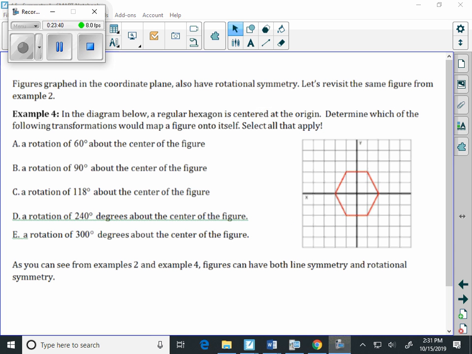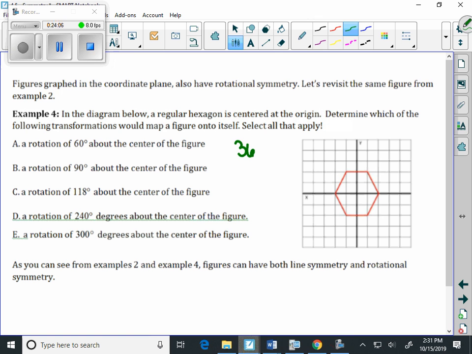Figures graphed in the coordinate plane also have rotational symmetry. Let's revisit the same figure from example 2. And this one's going to be a select all that apply question as well. In the diagram below, a regular hexagon is centered at the origin. Determine which of the following transformations would map a figure onto itself. Well, it's regular. That means that its order is 6 because there's 6 sides to a hexagon. So if we take 360 divided by 6, we get 60. And then we can answer the question based on that.